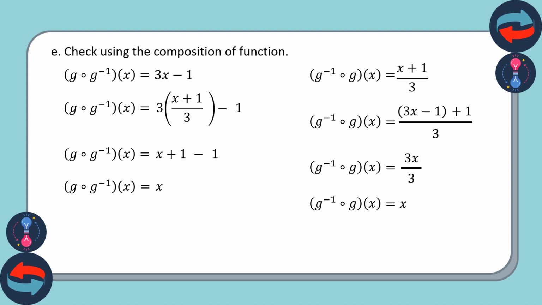Thus, the inverse of g of x, which is equal to (x plus 1) all over 3, is the inverse of the given function g of x equals 3x minus 1.